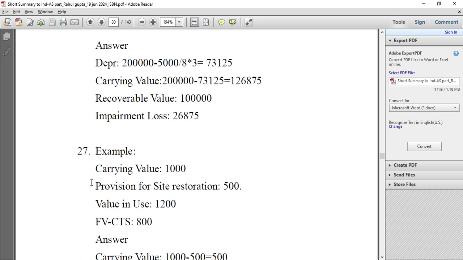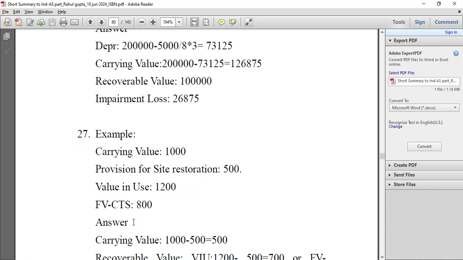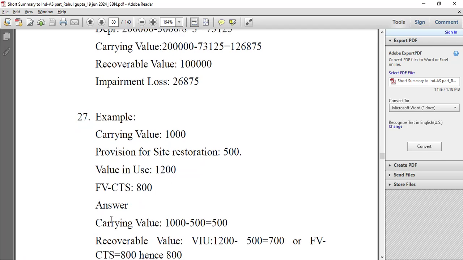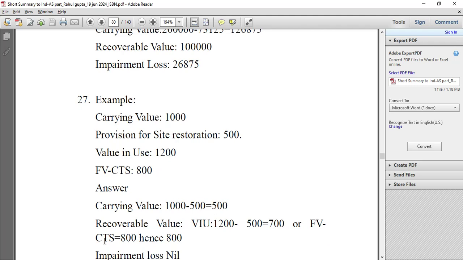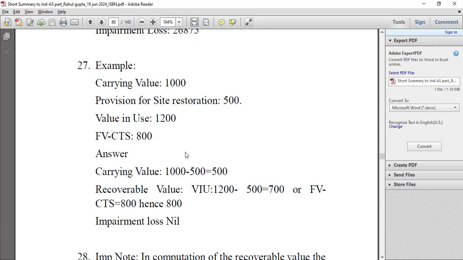Example, carrying value is 1000, provision for site restoration is 500, value in use is 1200, fair value less cost to sell is 800. Answer, carrying value is 1000 minus provision for site restoration 500, so carrying value is 500. Recoverable value is the higher of value in use 1200 or fair value less cost to sell 800. So 1200 is the recoverable value.